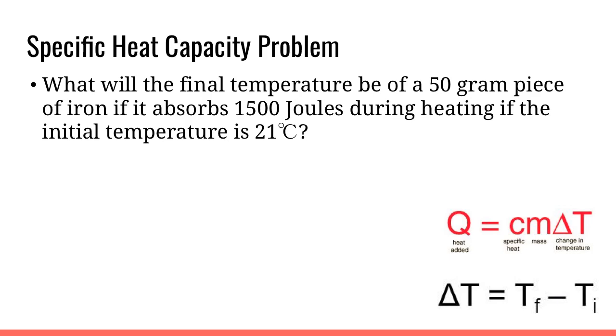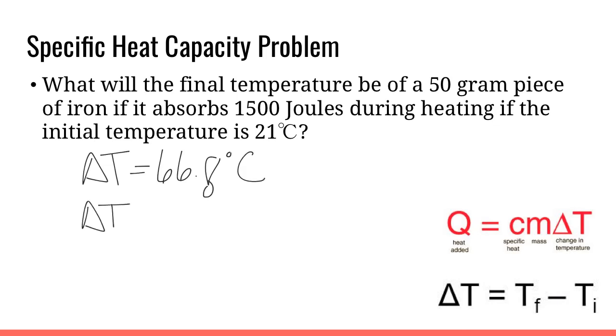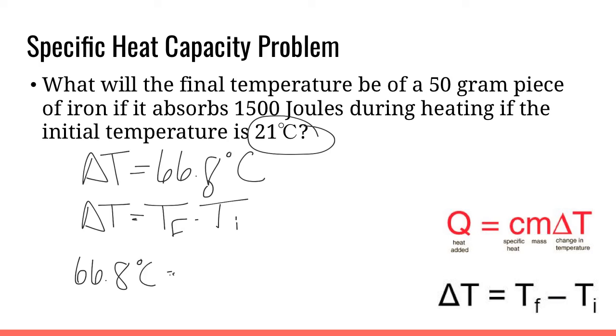All right, so we know right now that our change in temperature, delta T, from that previous slide is 66.8 degrees Celsius. I also know that the change in temperature is equal to the final temperature minus the initial temperature. And I know that the initial temperature is 21 degrees Celsius. So 66.8 degrees Celsius equals T final minus 21 degrees Celsius.